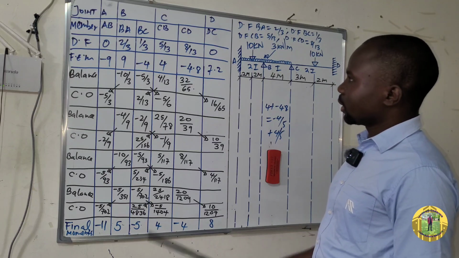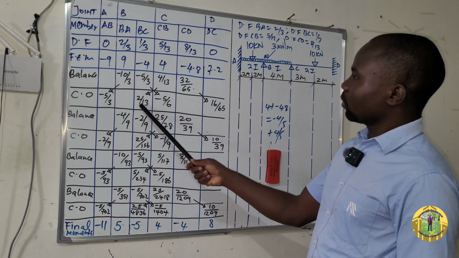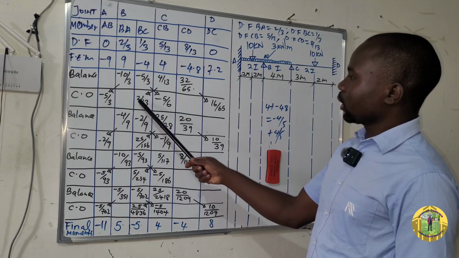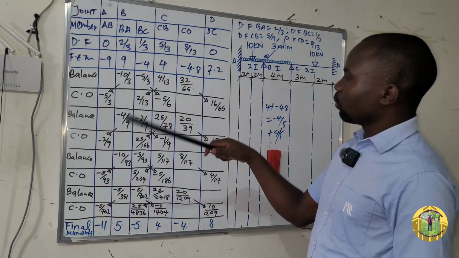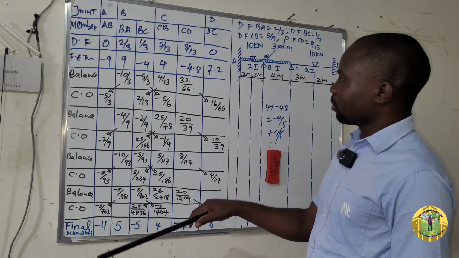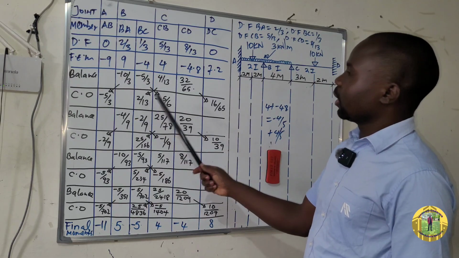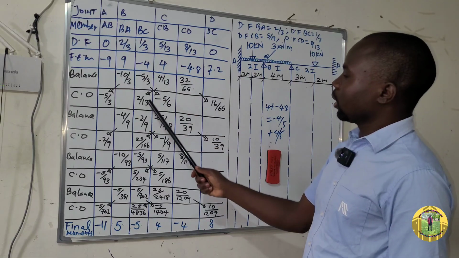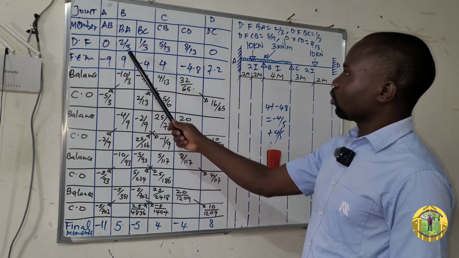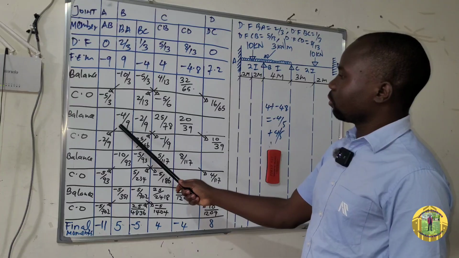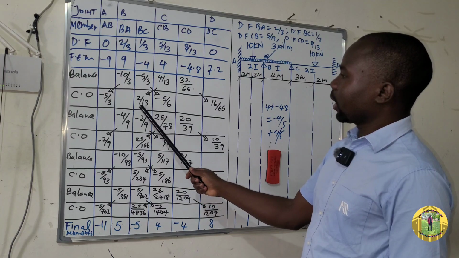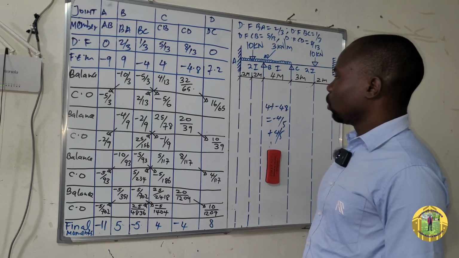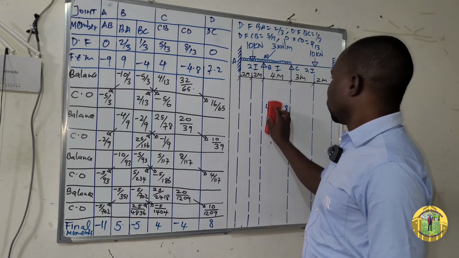To balance, it means take this value, which is 2/13, change the sign, which is positive. So if you change, the sign will become negative, -2/13, distribute it equally to each of these members. So -2/13 times 2/3, you will get -4/9. -2/13 times a third, you will get -2/9.